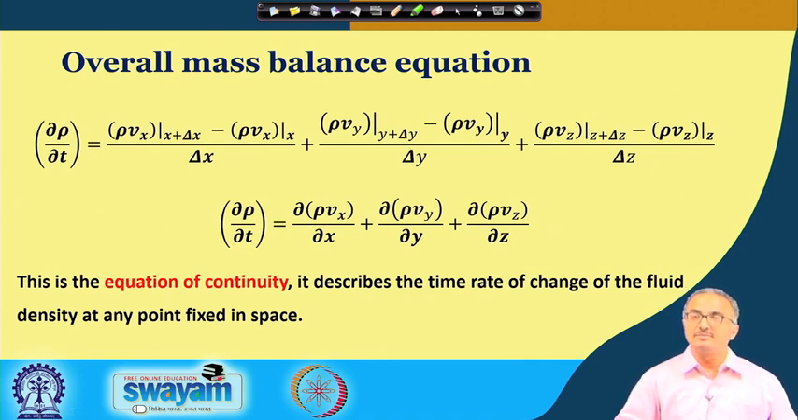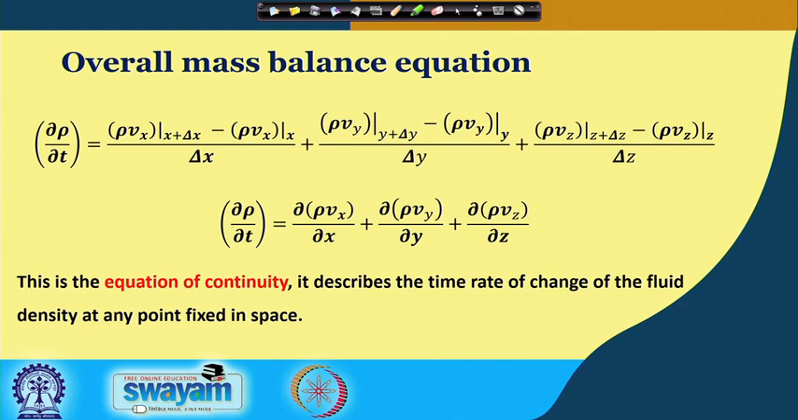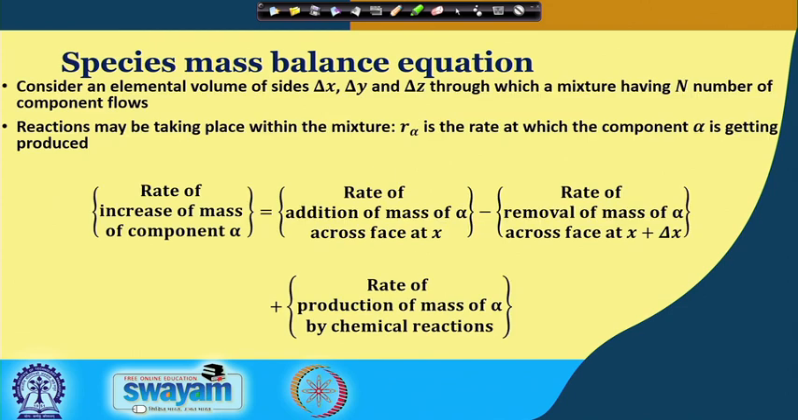Now, the same thing may be taken to find out the species distribution, because in many systems we find there could be some kind of reactions, some kind of generation or consumption of some species. Okay. In that case, the overall mass balance will not give us the whole picture, because it will not tell us how the species concentrations are varying within the system. For that, we need to do the species balance. Now, let us go to the species mass balance equation.